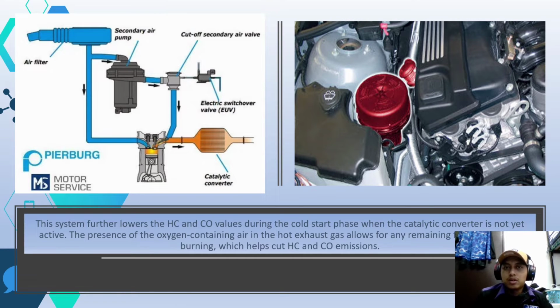The left side is the operation working principle of the secondary air injection, from the air filter to the secondary air pump and to the cut off secondary valve, and from the electric switch over valve, setting the cut off, and then the air goes through the cylinder head and from the exhaust system to the catalytic converter. This system further lowers the hydrocarbon and carbon monoxide values during the cold start phase when the catalytic converter is not yet active. The presence of oxygen containing air in the hot exhaust gas allows the remaining fuel to burn, which helps cut hydrocarbon and carbon monoxide emissions.